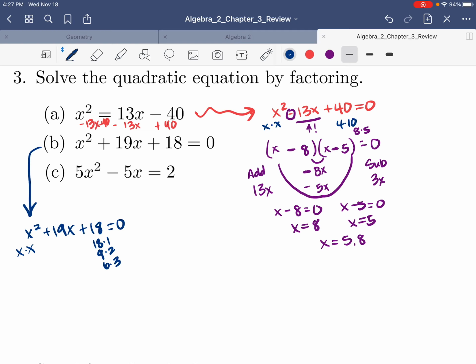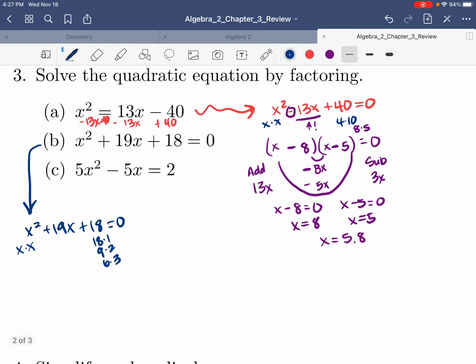Now, how did I know that? Because, well, I wrote the problem. That's one. And then the second reason is because if you take 18 and 1 and you add them, you get 19. So that's a really good indicator that, hey, that's the one you want to pick. So we're going to go equals 0. And we put x there, and I'm going to use 18 and 1.